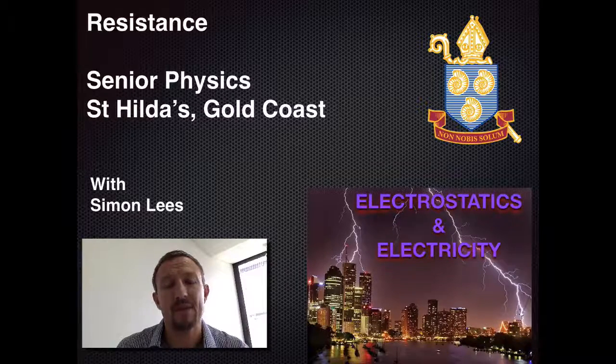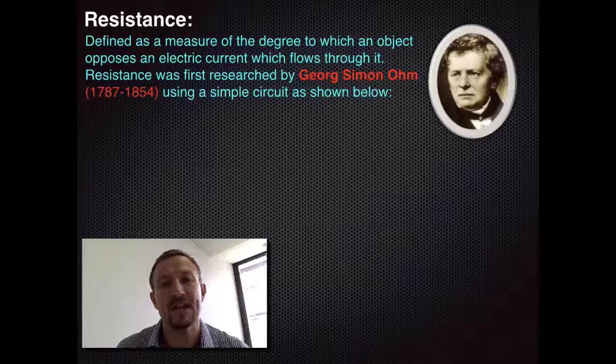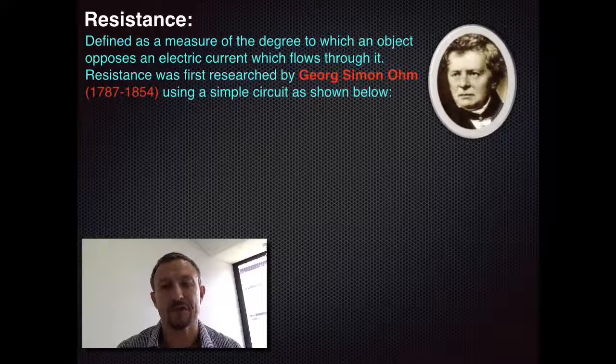There will be other videos which will look at internal resistance and also what happens to resistance in a series and parallel electrical circuit. Now, resistance was first explored by Georg Simon Ohm, 1787-1854. And basically what he did was he looked at the effect that different objects had with respect to how well they actually allowed current to flow.